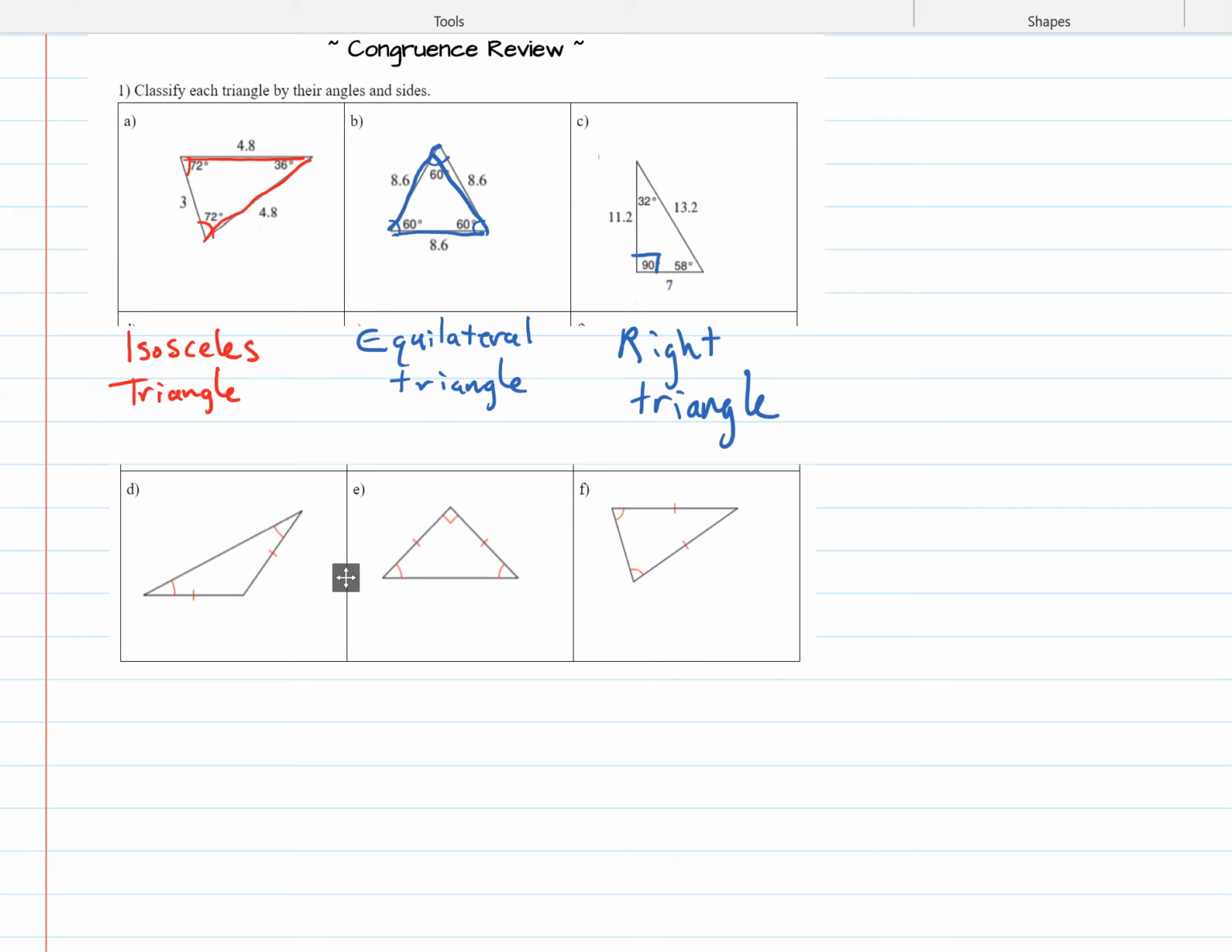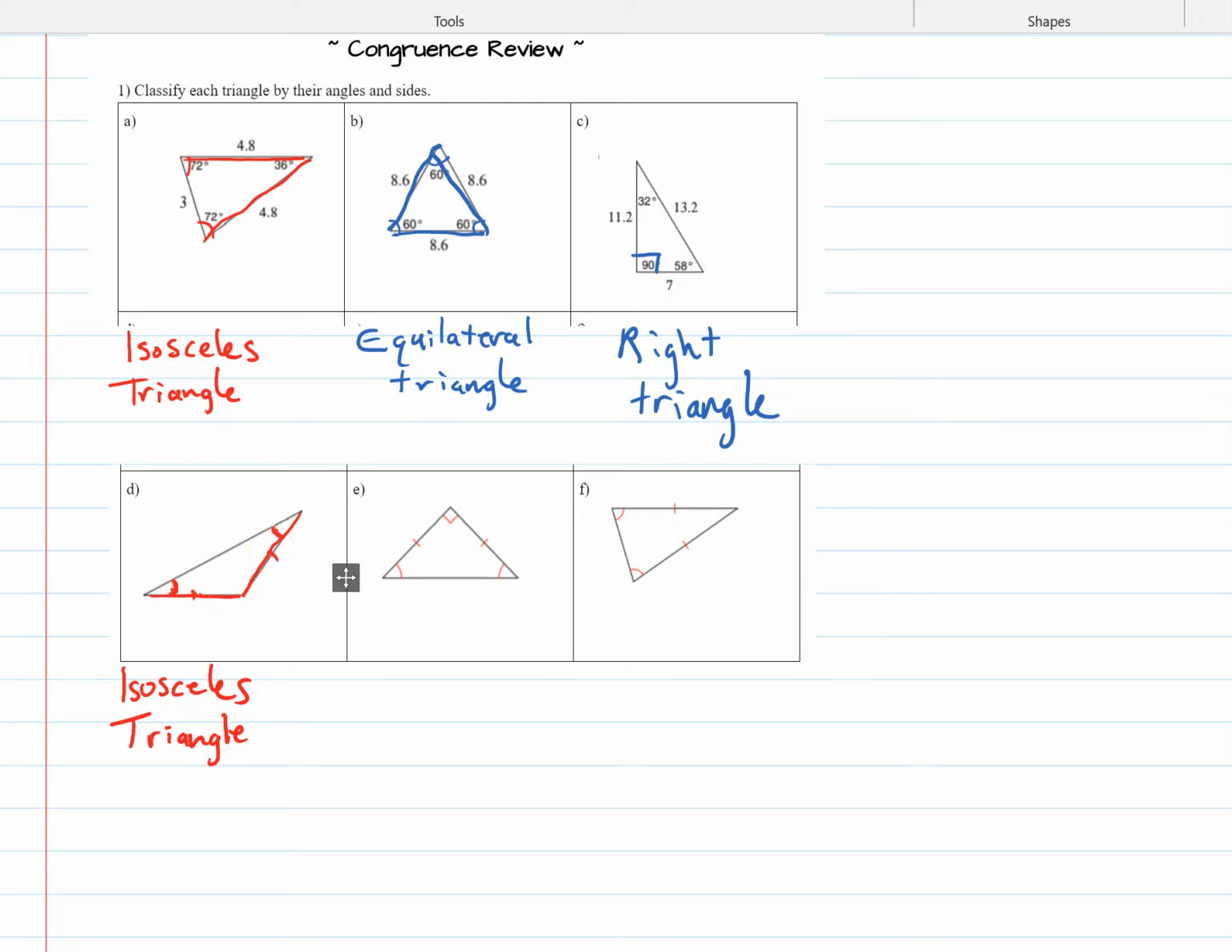Okay, looking at part D, these little red markings on the triangle mean the angles are congruent, or they have the same degree measure, they're equal. So this triangle has two equal angles. Then the little tick mark on the side means these two sides are congruent, or the same length. If you flip this one upside down, you can see that A and D are the same. This one has numbers, this one only has markings. This is an isosceles triangle because it has two equal angles, or congruent angles, and two equal sides, or congruent sides.